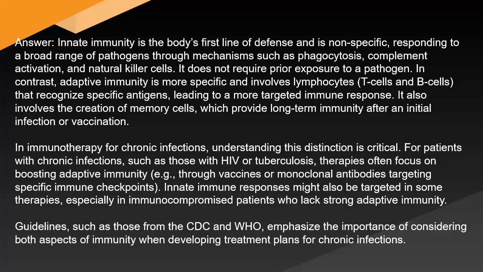For patients with chronic infections, such as those with HIV or tuberculosis, therapies often focus on boosting adaptive immunity through vaccines or monoclonal antibodies targeting specific immune checkpoints. Innate immune responses might also be targeted in some therapies, especially in immunocompromised patients who lack strong adaptive immunity. Guidelines, such as those from the CDC and WHO, emphasize the importance of considering both aspects of immunity when developing treatment plans for chronic infections.